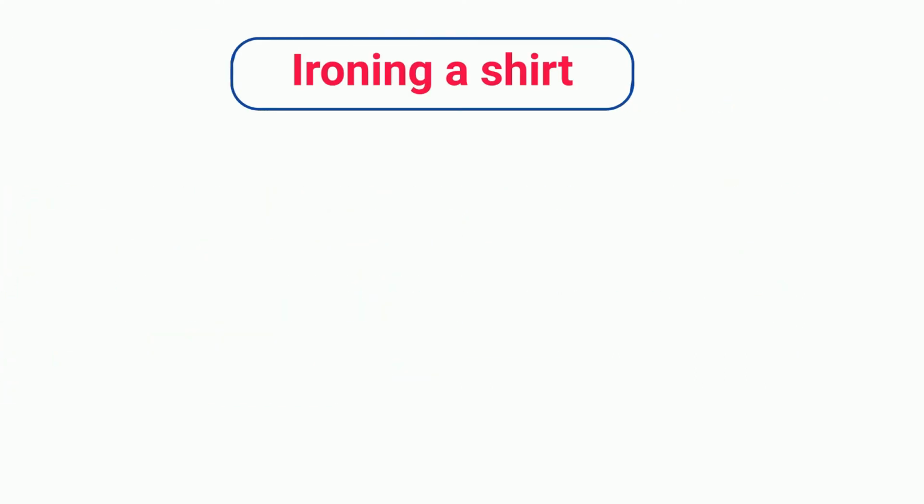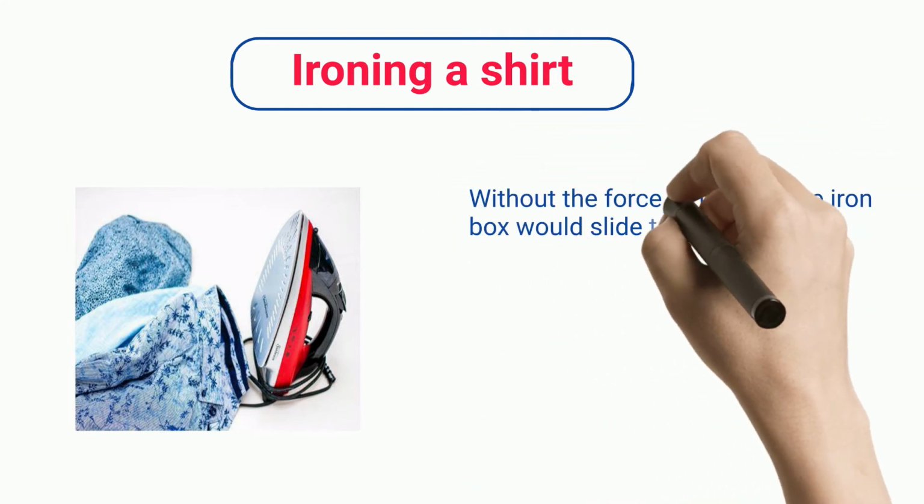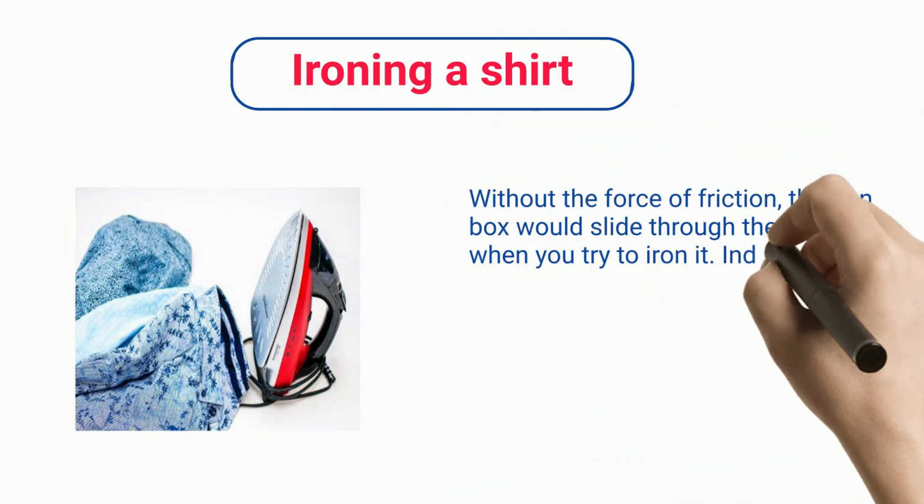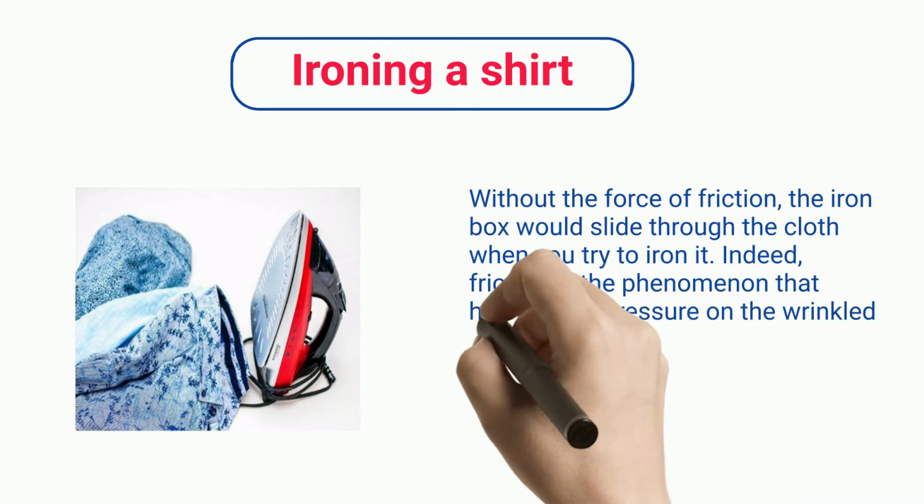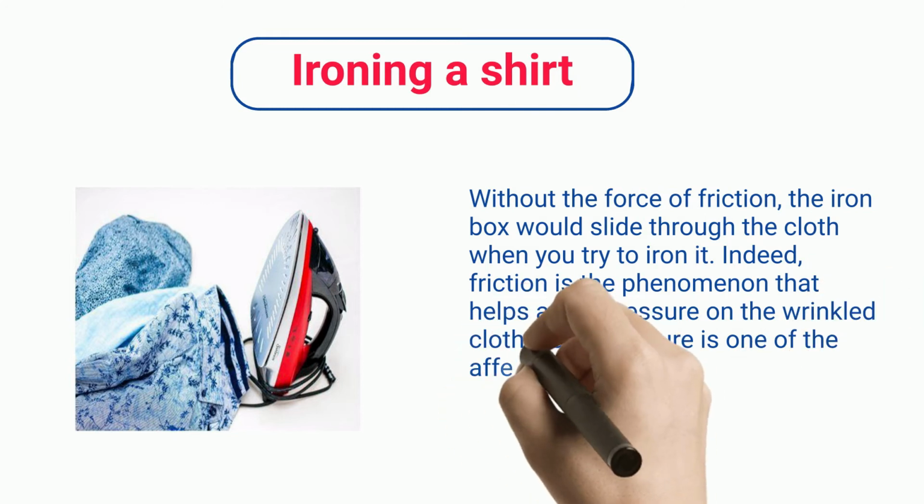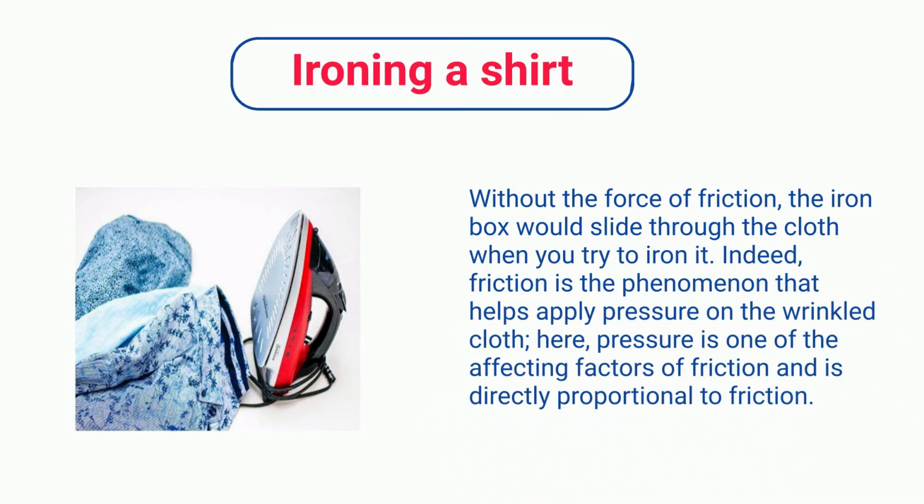Ironing a shirt. Without the force of friction, the iron box would slide through the cloth when you try to iron it. Indeed, friction is the phenomenon that helps apply pressure on the wrinkled cloth. Here, pressure is one of the affecting factors of friction, and is directly proportional to friction.